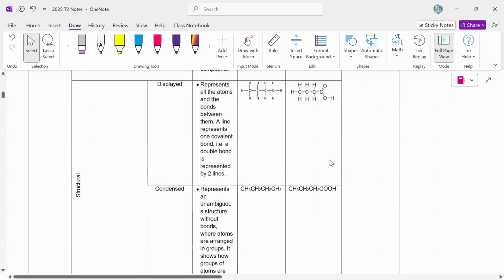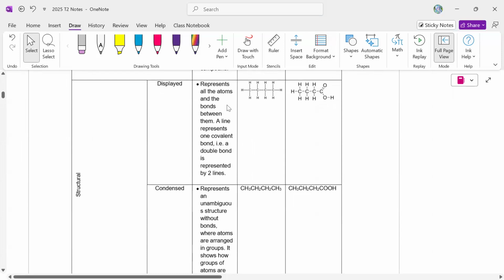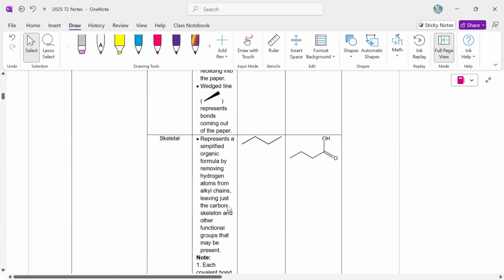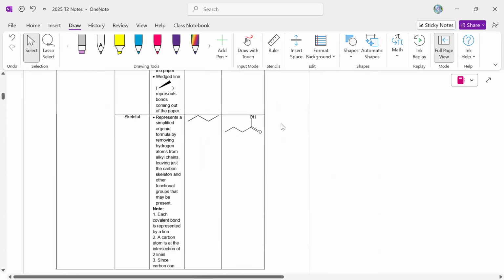So as much as possible, use the displayed formula, showing all the bonds, showing all the atoms. But if you really don't like displayed formula, because it's very tiring drawing all the H, then use condensed formula. Now, some students will tell me, oh, I want skeletal formula. Of course, if you can draw skeletal formula, you can go ahead and draw. For those who find it very hard to visualize skeletal formula, then draw the full structural formula.